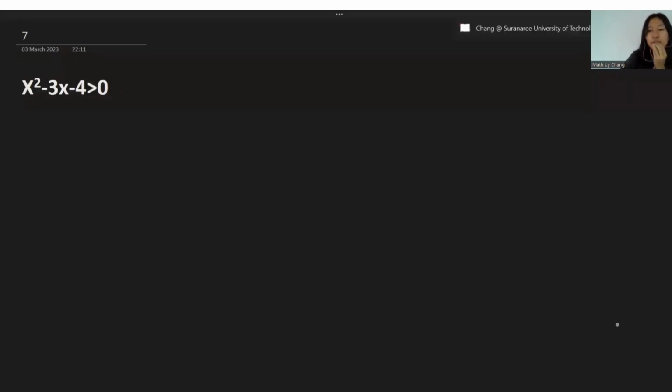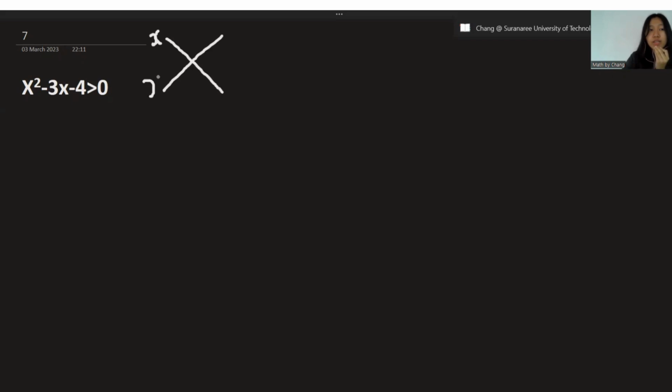Alright, so let's do some more exercise. x squared minus 3x minus 4 greater than 0. So you need to find a solution for this inequality. Okay, firstly, you have to factorize this equation.